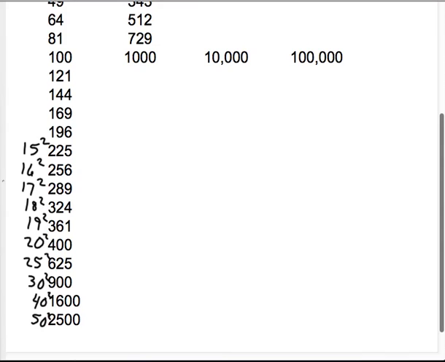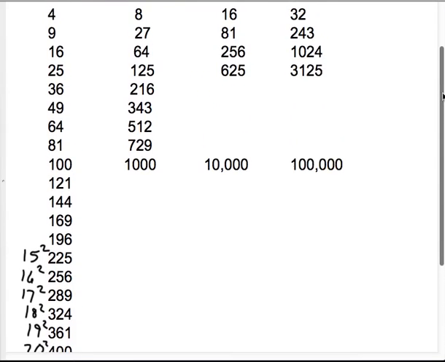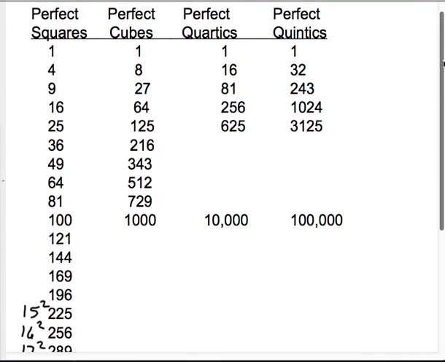And I will scroll back up one more time in case you didn't get the lesson paused to get the first couple. So again, we're focusing on the perfect cubes for today.